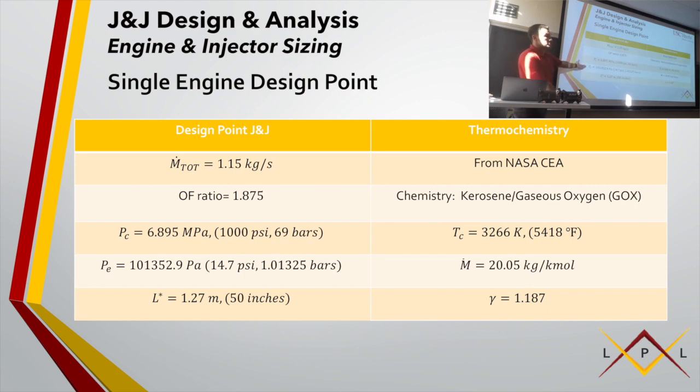And then your PE, we know. We're designing this engine for sea level. We know what the pressure is at sea level. And then our L star we saw from that graph, right? 50 inches. So we know this. This is our design point. Then from the thermochemistry from NASA CEA, for kerosene and gaseous oxygen, these are our conditions in the chamber. That's our temperature in there. That's the molecular weight now of that OF ratio. And that's what the specific heat ratio, gamma, ends up being.